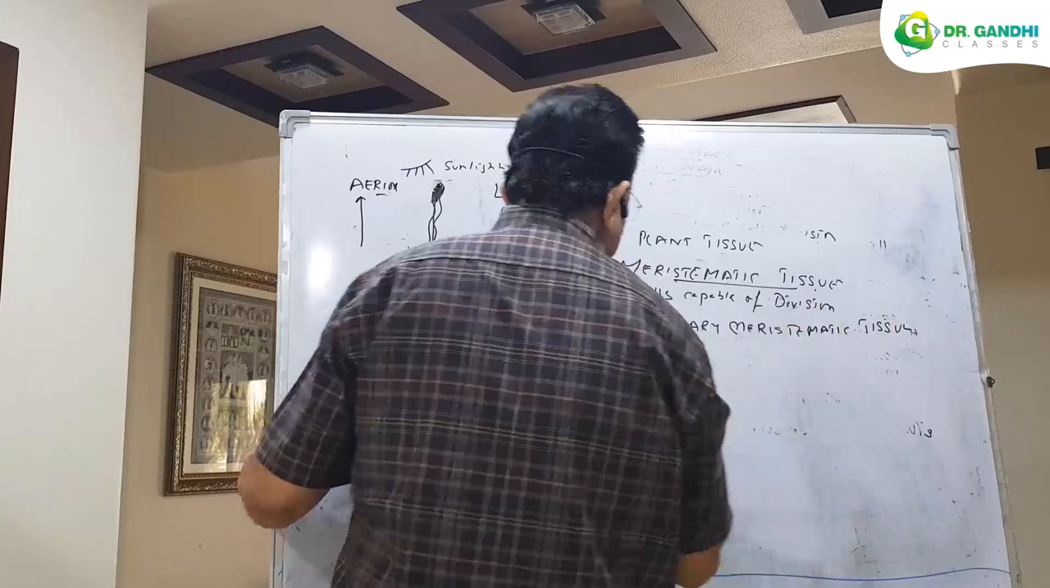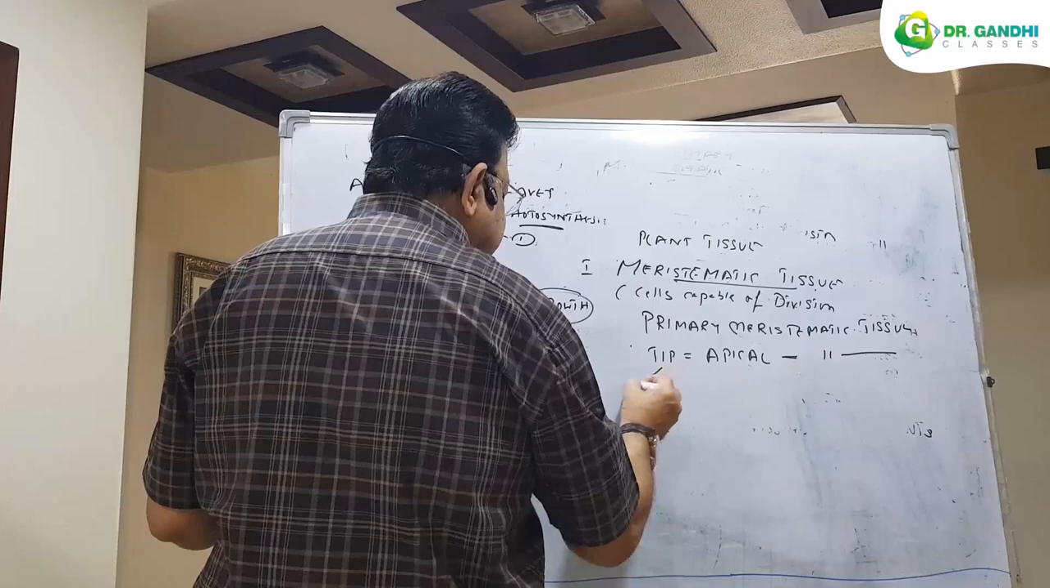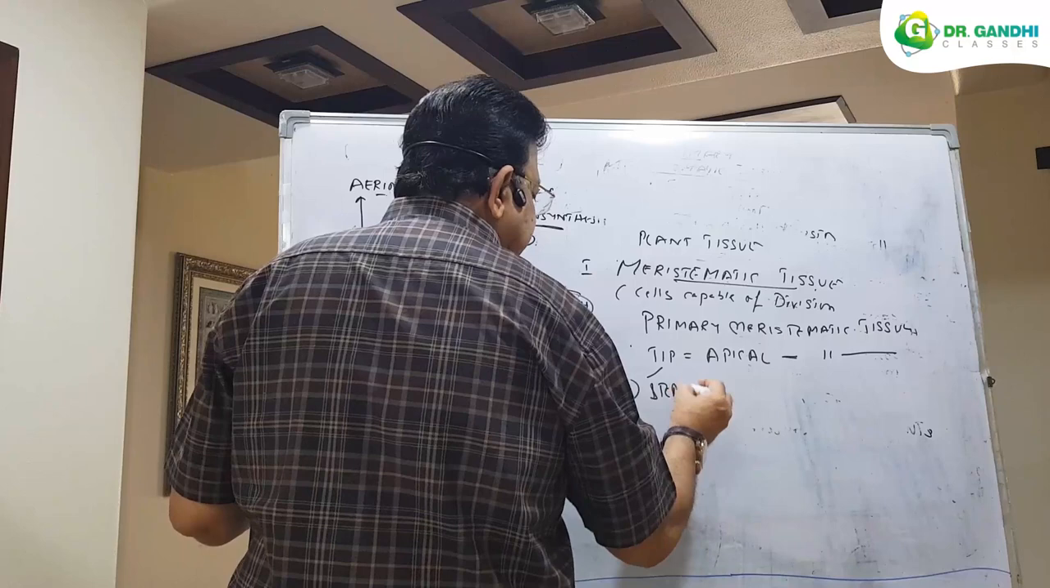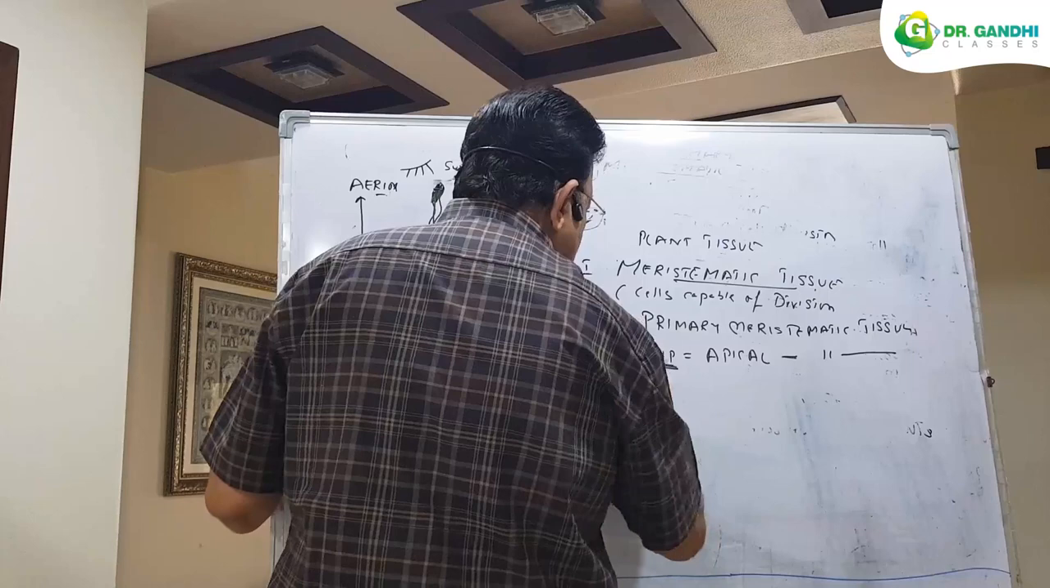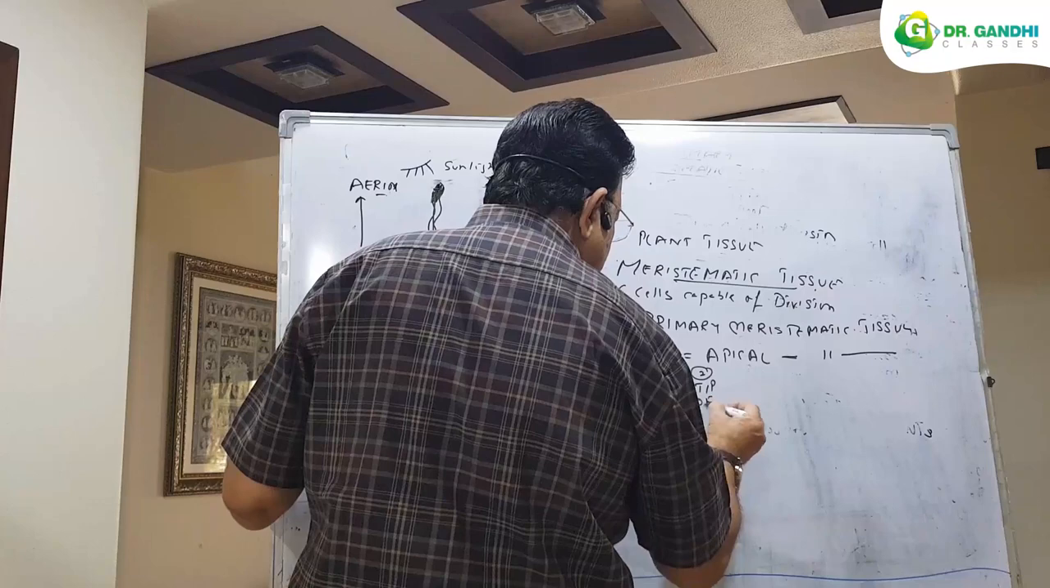Where is this primary meristematic tissue found? So you can see it is found at the tip. Tip is also known as apical, therefore called apical meristematic tissue. So where is it present? First, you can see at the tip of the stem. Remember the word tip. So it is present at the tip of stem. Second, it is also present at the tip of root.